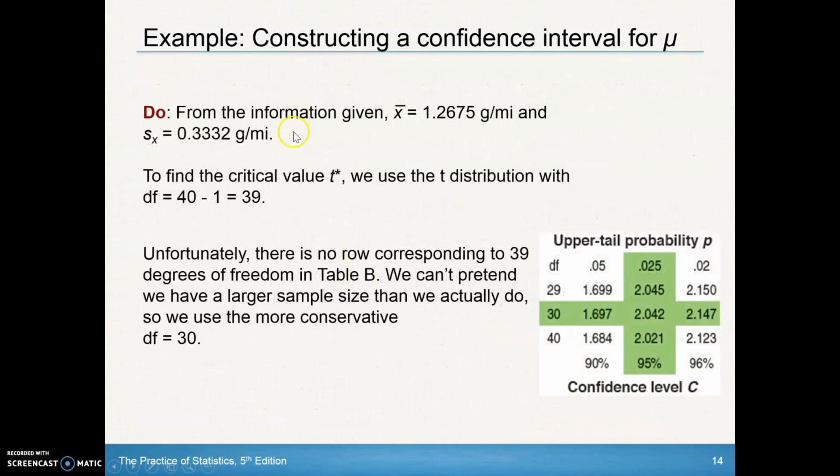Okay, now we'll do the work from the information given. Again, our x bar was 1.2675 and our sample standard deviation is 0.332. To find the critical value t star, we'll use the t-distribution with 39 degrees of freedom, 40 minus 1. So, unfortunately, as we spoke in the previous video, when you get to the table here, 39 is not in there. So we always use the conservative estimate and go round down to the next lowest one. So we're going to use 30.